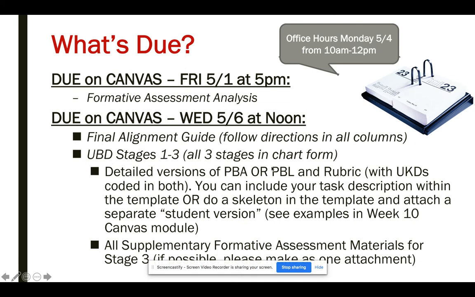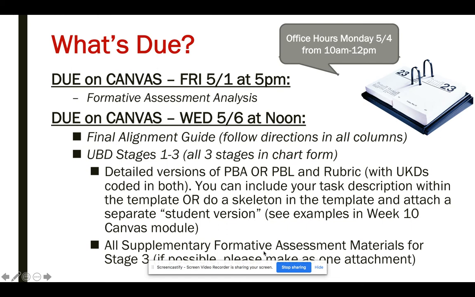UBD stages 1 through 3. So you'll have your detailed versions of your GRASP or your PBL and your rubric with your UKDs coded in both. I know I'm only requiring it in the rubric, but I'm encouraging it in the PBA and PBL. You can include your task description, your student-friendly description within the template, or do a skeleton in the template and attach a separate student version. Different folks have done different things. And then all supplementary formative assessment materials for stage 3 should be attached as well.